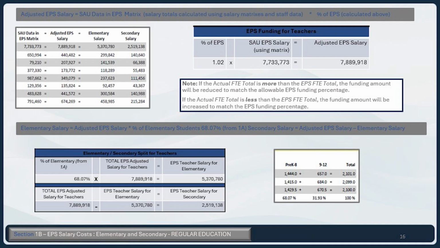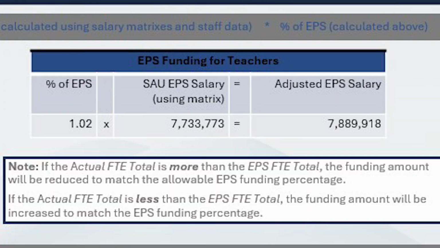So now again, that is the percent we're going to use for a salary amount that is going to be allocated for regular education. And the salary amount is calculated using a matrix, and that is to bring everybody to the same level. Everybody's teachers, all of the positions within regular education, all use the same matrix. Everybody starts at the same base level. So we take the percent that we calculated, we multiply it by this salary matrix amount, which I'm going to go through how that is calculated, and we come up with an adjusted EPS salary.